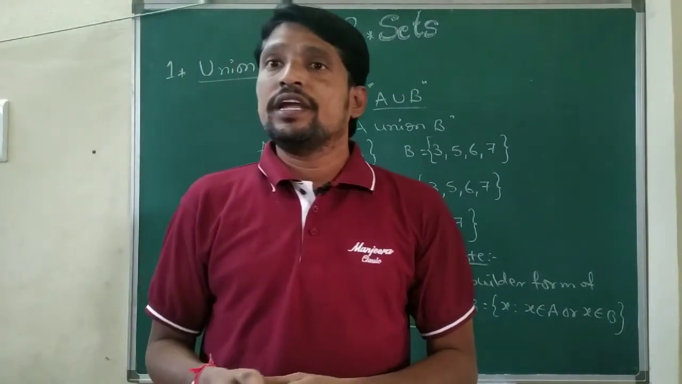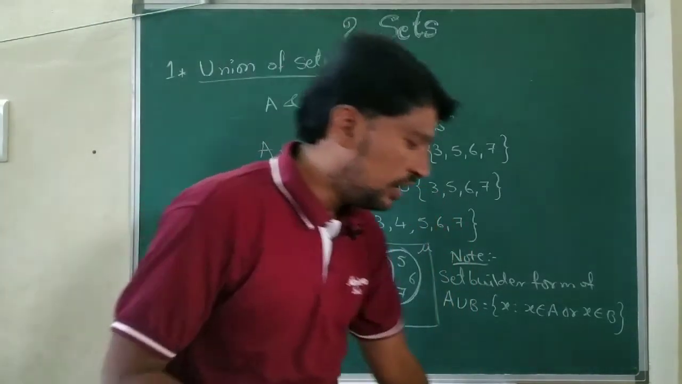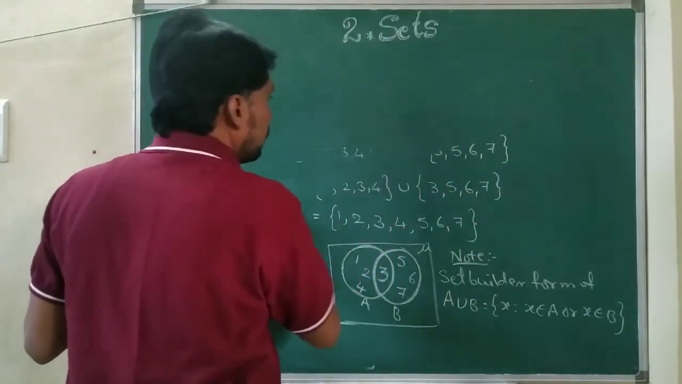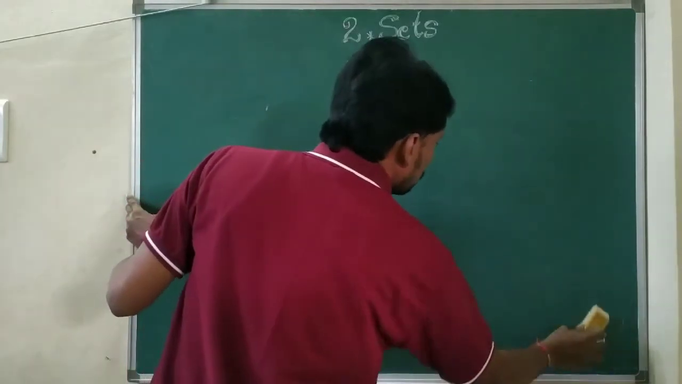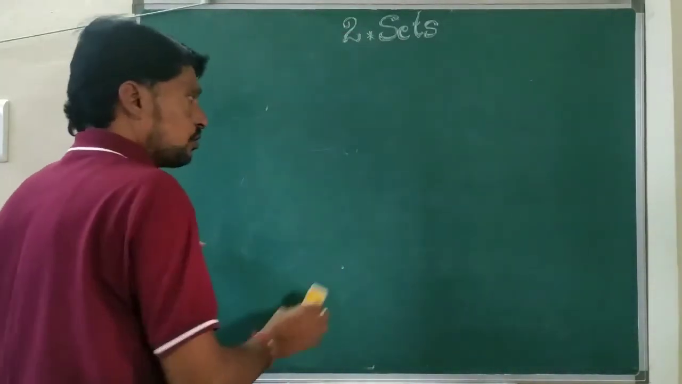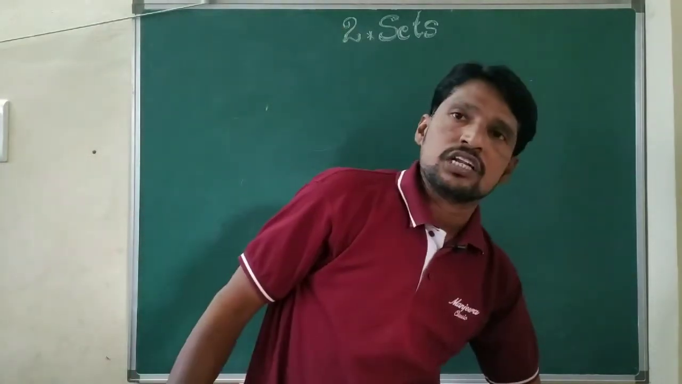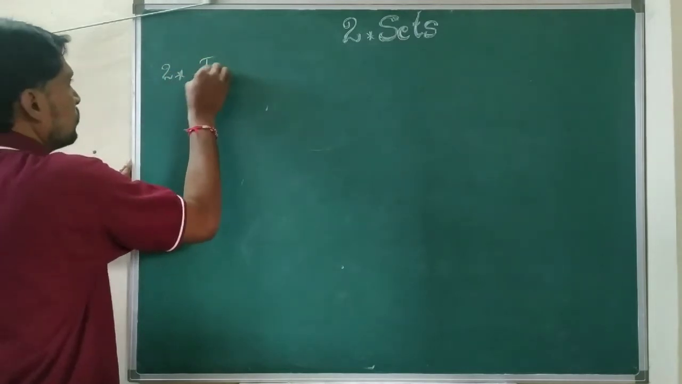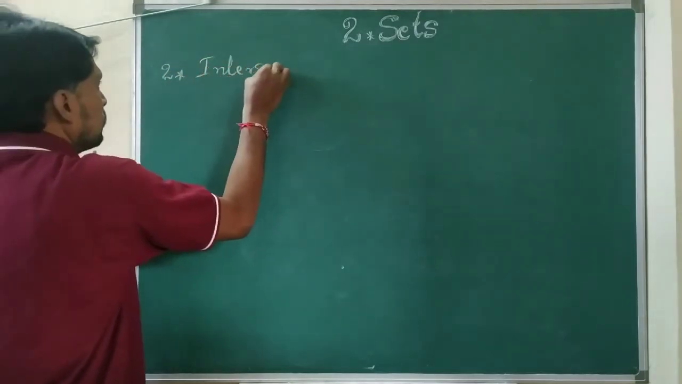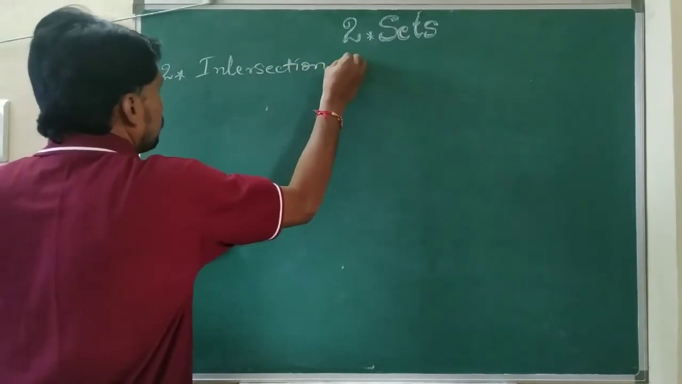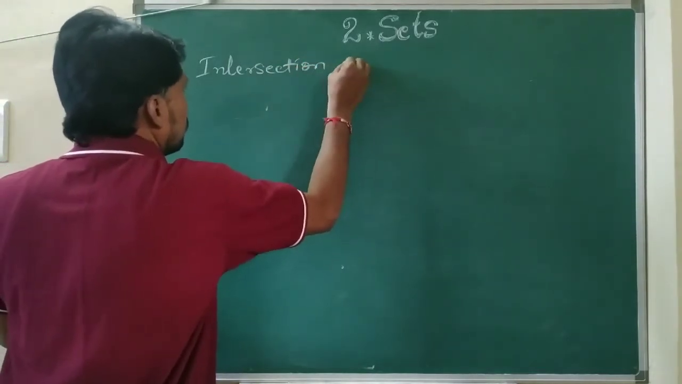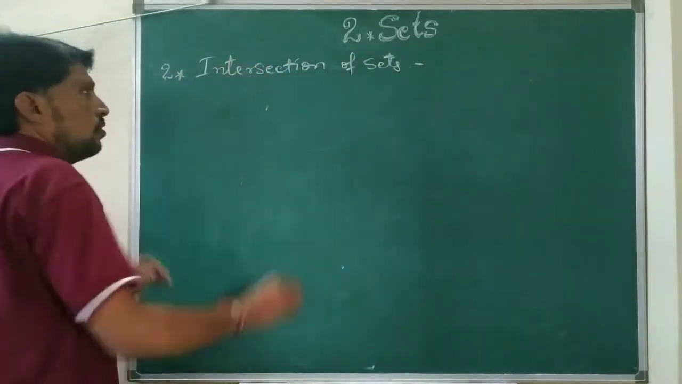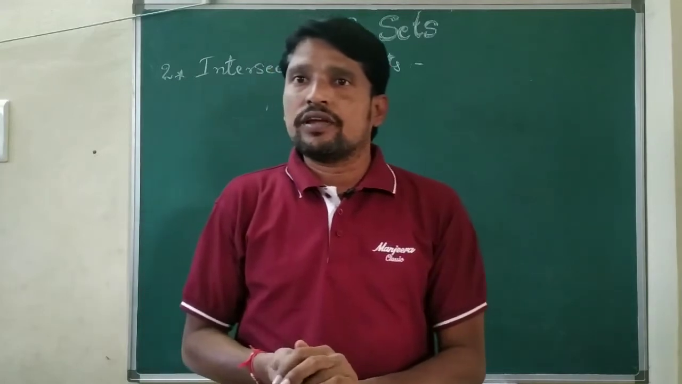Next one is intersection of sets. What is intersection of sets? So these are the basic operations on sets. First one is union of sets. Now the second one is intersection of sets. So what is intersection of sets?